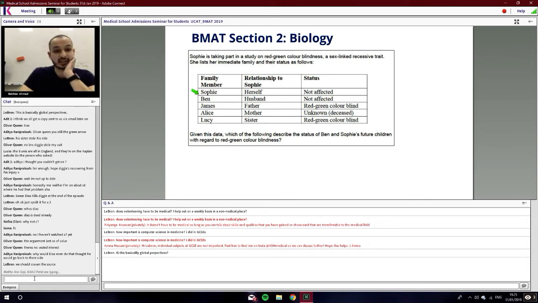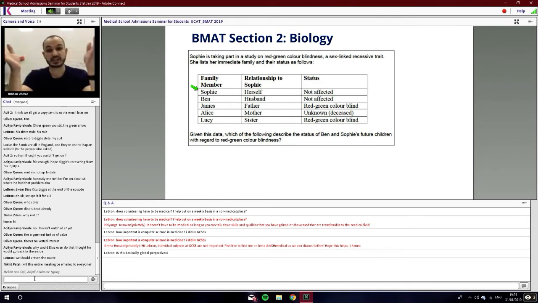Okay, so looking at the table, I'm going to give you guys the answers in a minute, because a lot of the time, you have to do some work before you get to the answers. A lot of students make the mistake of rushing to the answers straight away, which is something you don't want to do. So Sophie herself is not affected.